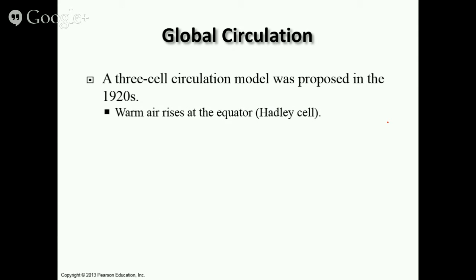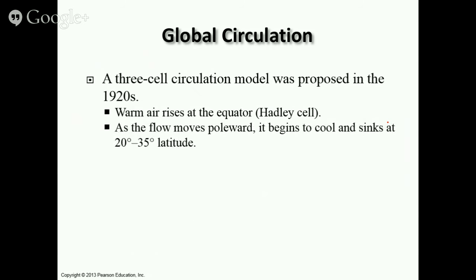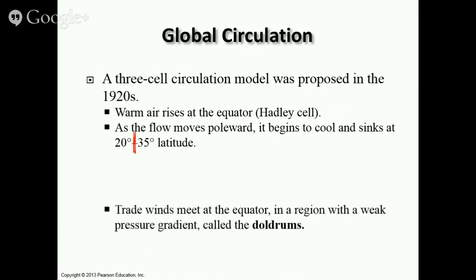What we see because of this is warm air rises at the equator. That's connected to Hadley's work. The air flows poleward. It begins to cool and sink. Why is it cooling? Because it's farther away from the equator. Then it's going to sink at that 20 to 35 degree latitude. I want you to remember right in the middle of it, we're going to shoot for 30 degrees, and we're going to call that the horse latitudes, if you can remember that.